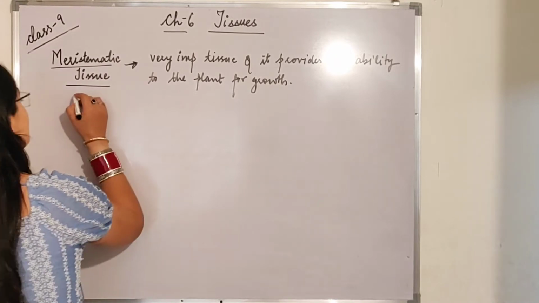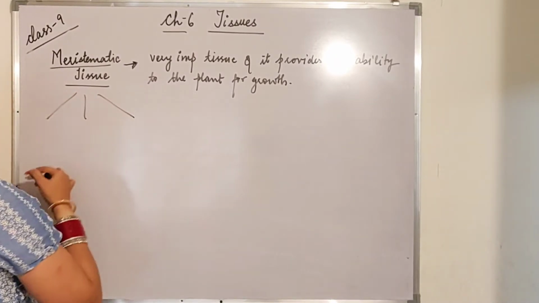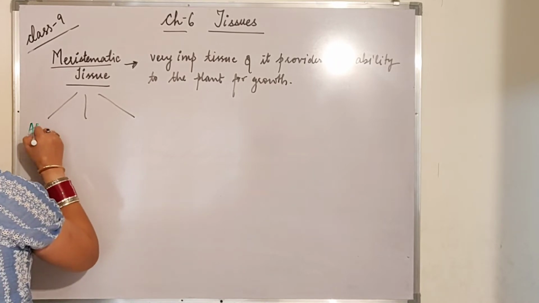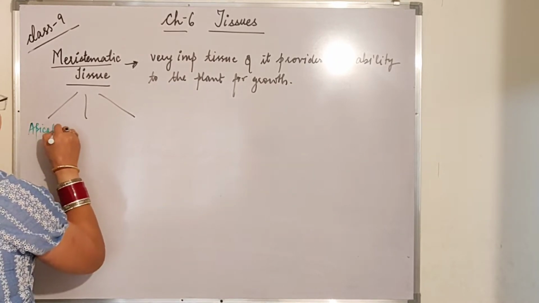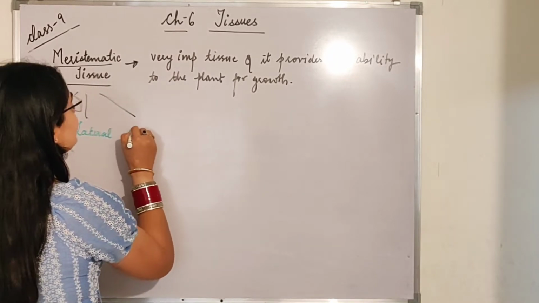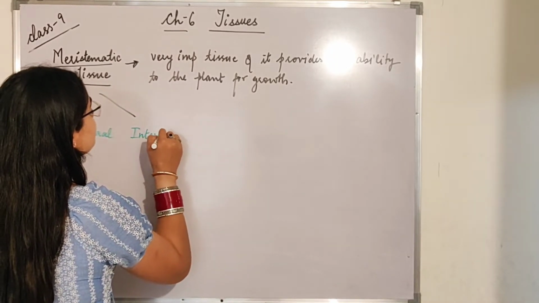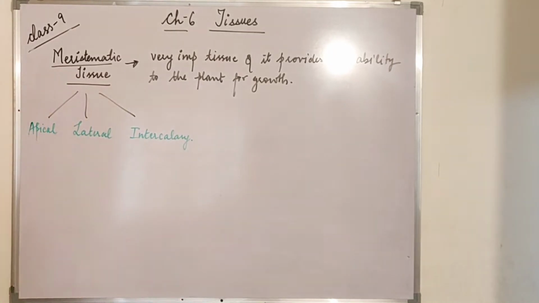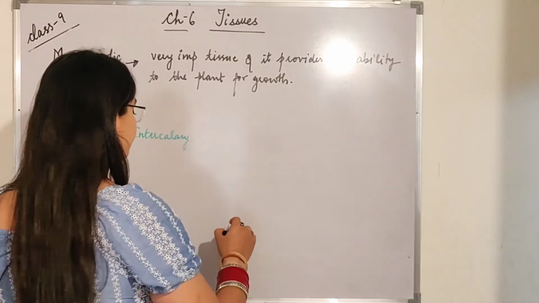Now on the basis of its location beta, it is divided into three groups, right? So what were the three groups? The apical meristem, the lateral meristem, and the intercalary meristem. Okay, so let me just draw something for you people.